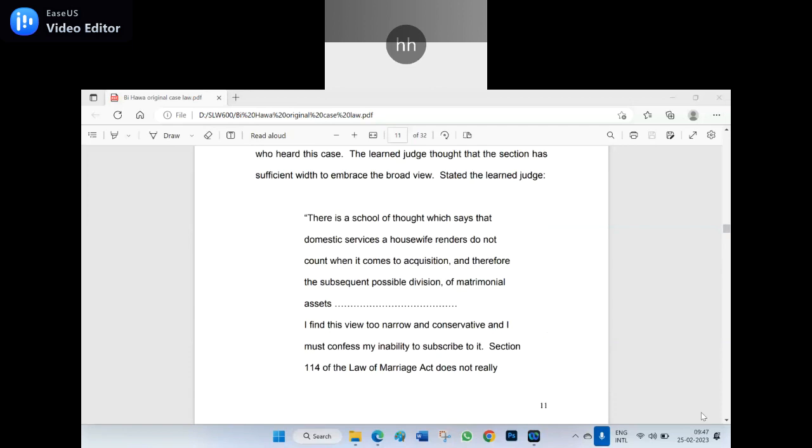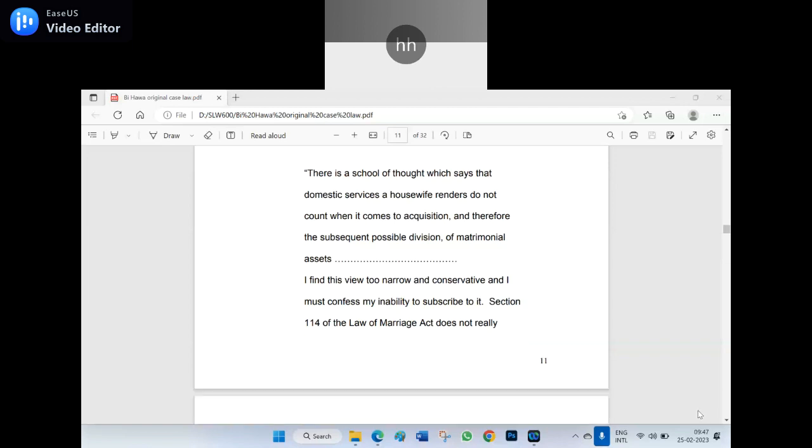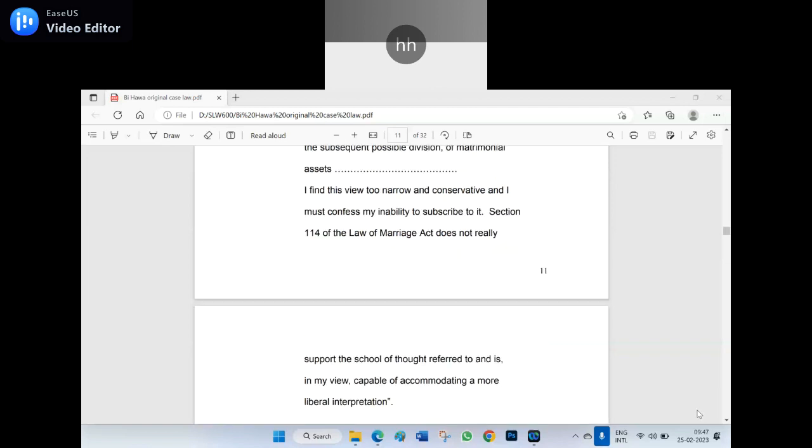Then the school of thought which says that the domestic services the housewife renders don't count when it comes to the acquisition and therefore the subsequent possible division of matrimonial assets. The two schools of thought are there. One is that the housewife is nil in the earning. The answer is wrong, because house service is also equivalent to the earning of the property. Even though they didn't earn in cash, they earn in service.